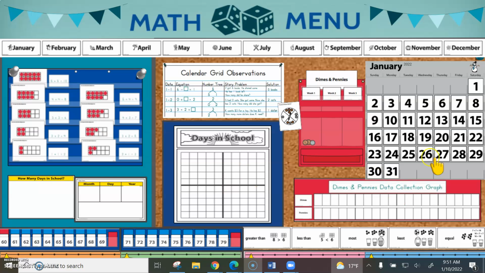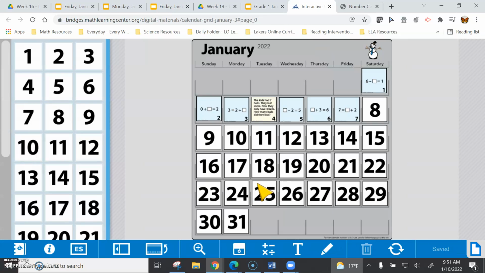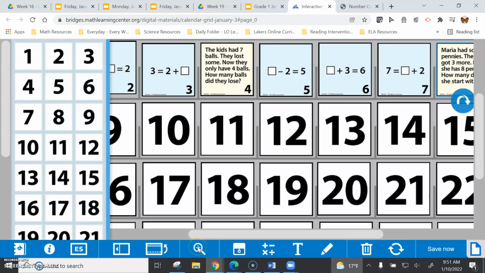Let's find out what's on our number corner calendar. Wow, we have a lot to do. Let's find out what happened over the weekend with our calendar. Do we have another equation or a story problem? Let's find out. Saturday's card says story problem. Here we go.